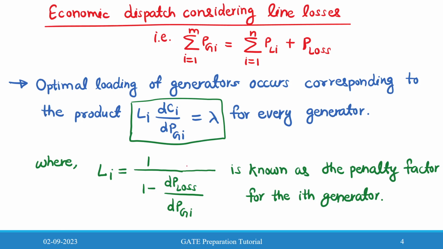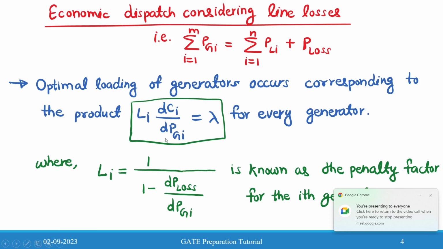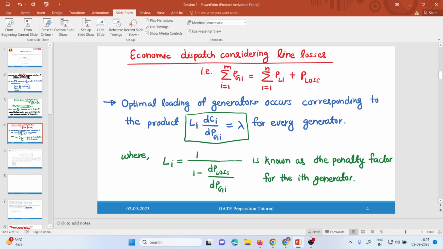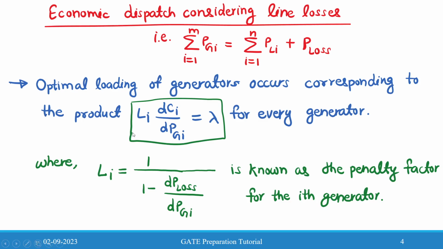The next case is economic dispatch considering the line losses. In this case, the generated power is equal to the total load power, the summation of PLi, plus P loss, that is the losses that occur in the transmission line. And the condition for optimal loading in this case is that another factor comes into the incremental cost, that is the penalty factor. The penalty factor multiplied with the incremental cost should be equal for all the generators for optimal loading, that is economic dispatch. Generally, the penalty factor should be lesser for a good power plant.